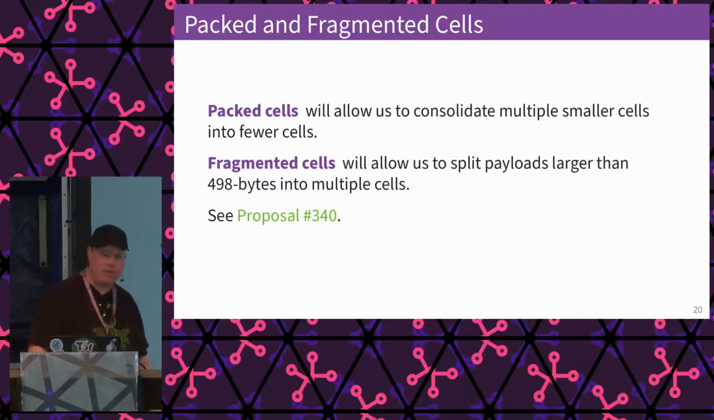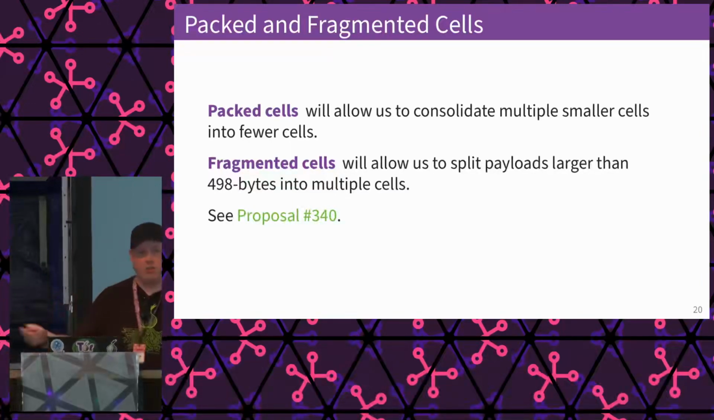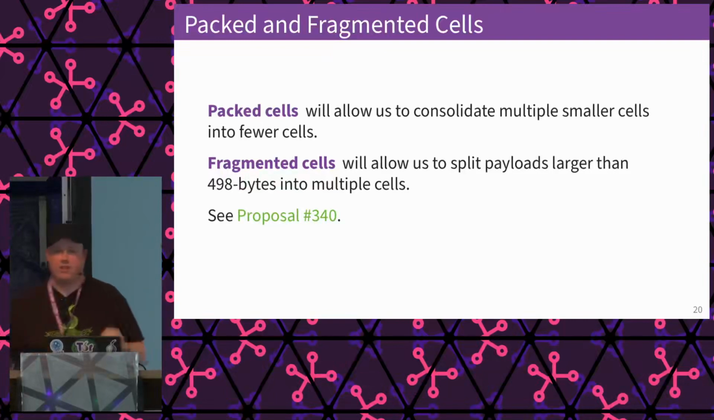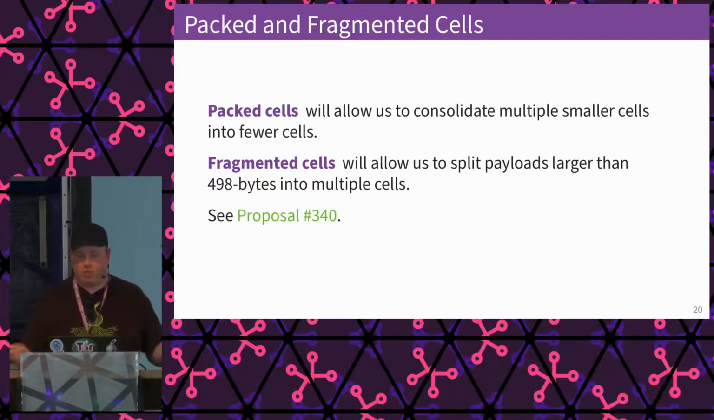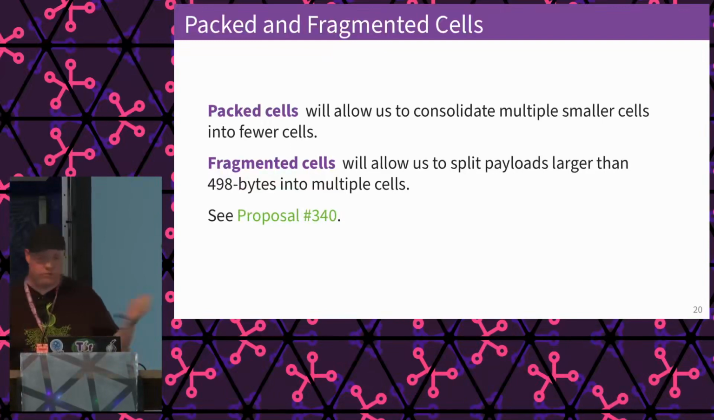We also have something called fragmented cells, which I'm going to return to why this one is important in a bit, but it will allow us to have very large cells that we split into multiple cells and will then be gathered at the destination and packed back into the full payload.